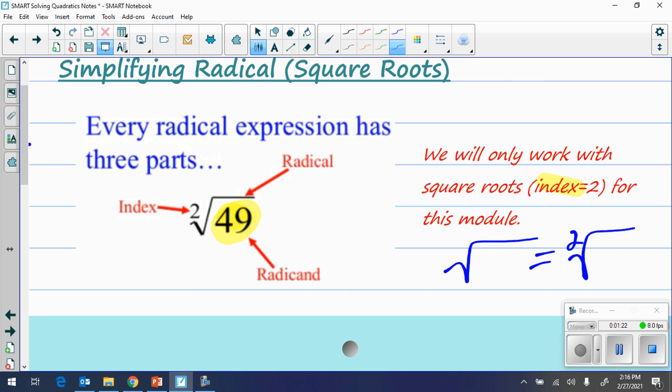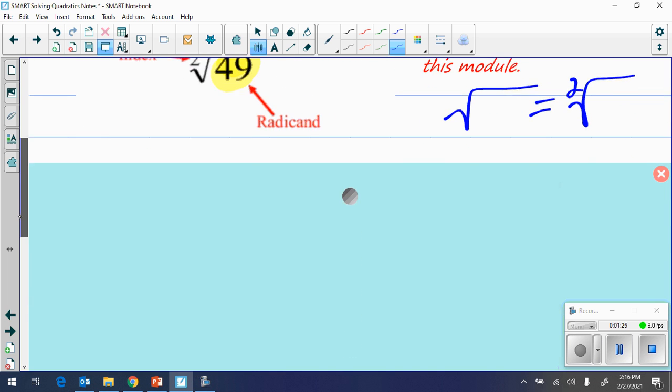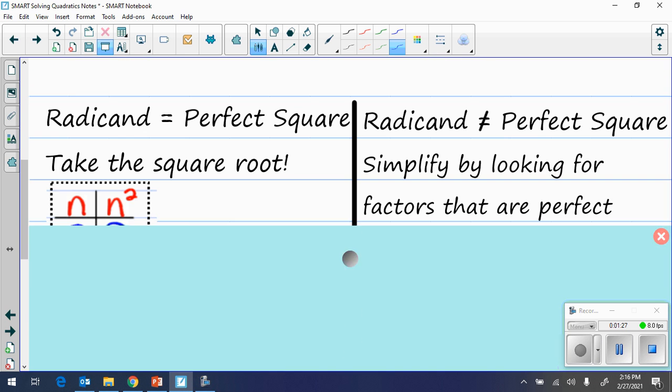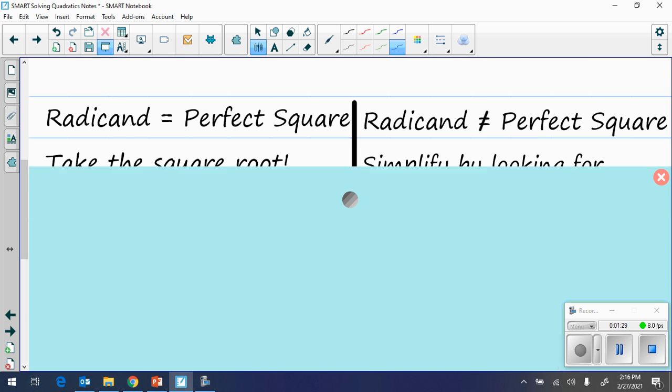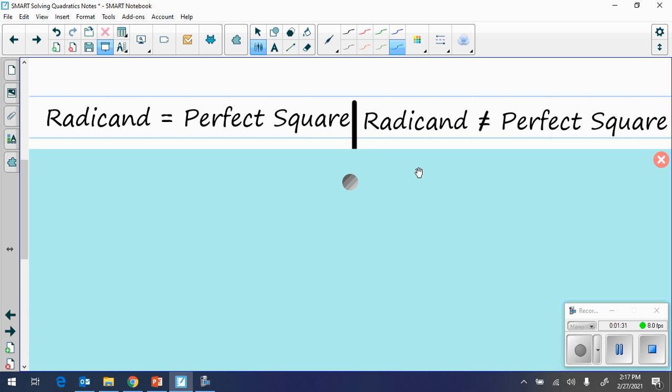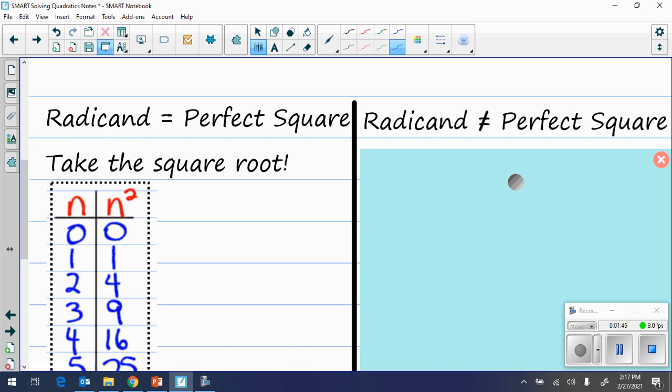So we're going to look at it in two cases. Case number one, we're going to draw a little table here. Case number one is if the radicand is a perfect square, and case number two is if the radicand is not a perfect square. So the thing I'm taking the square root of, is it a perfect square or not? You can just split your paper in half for the two cases. Let's start with it is a perfect square.